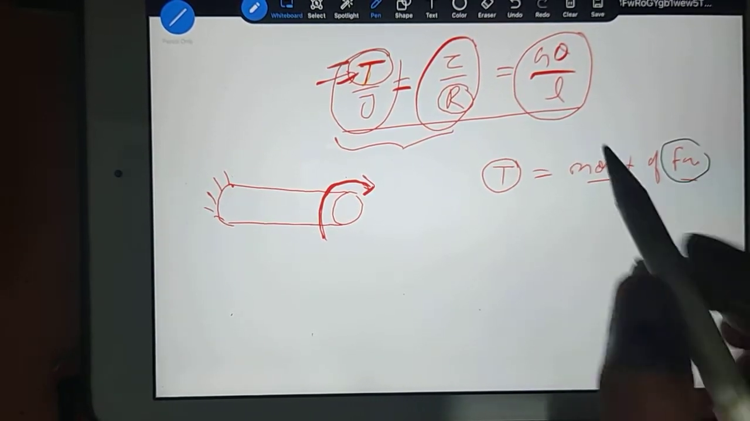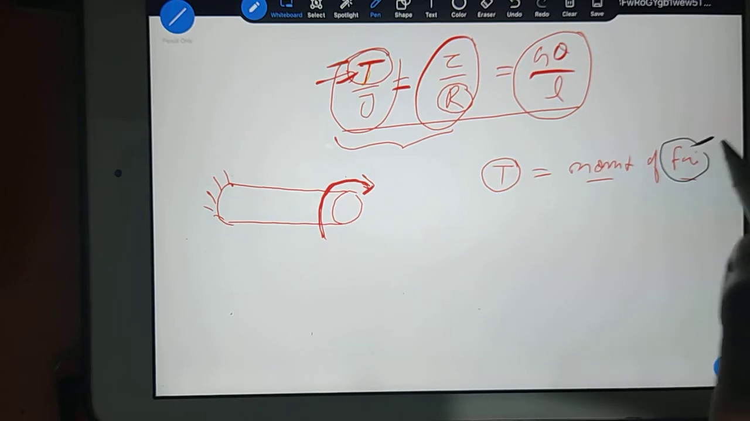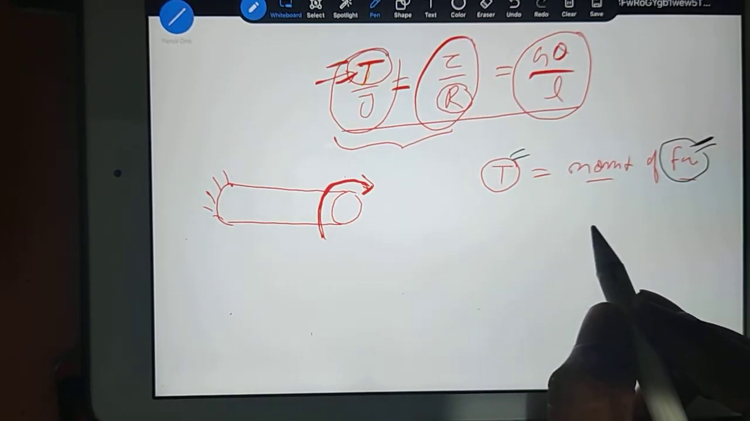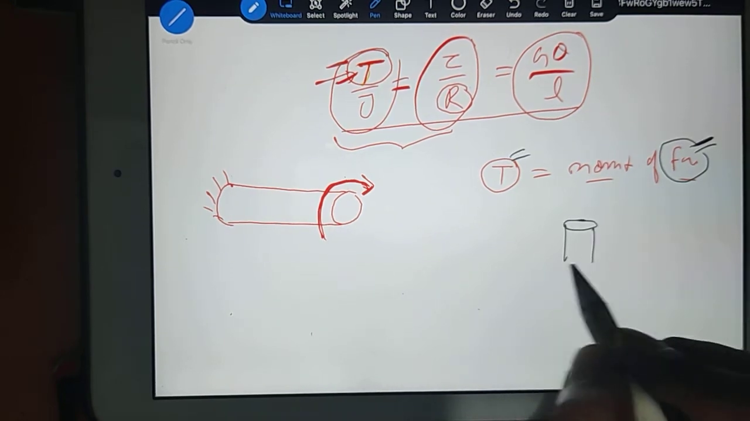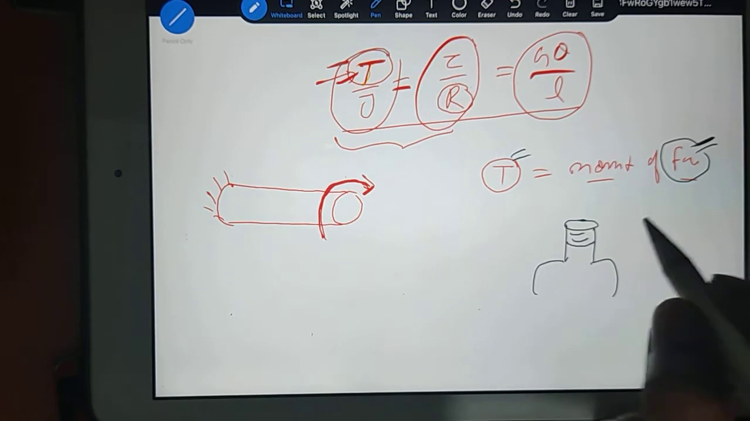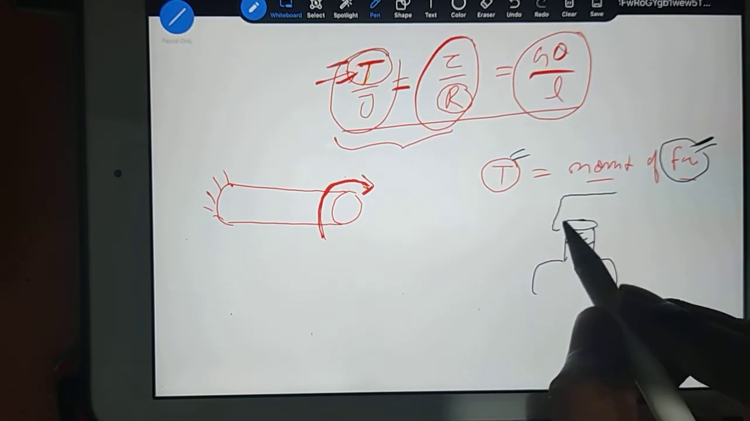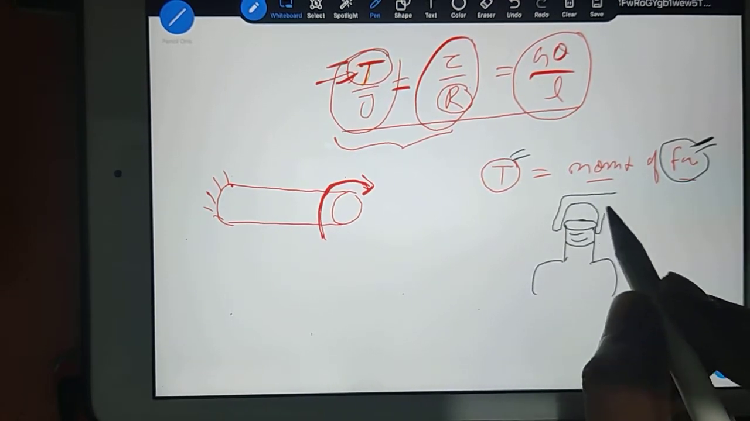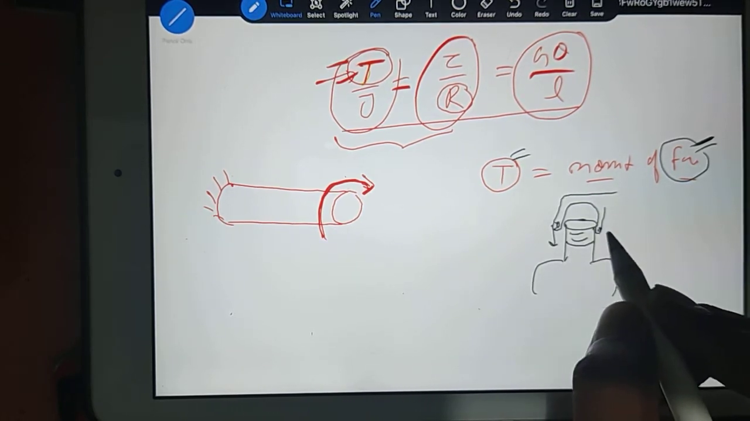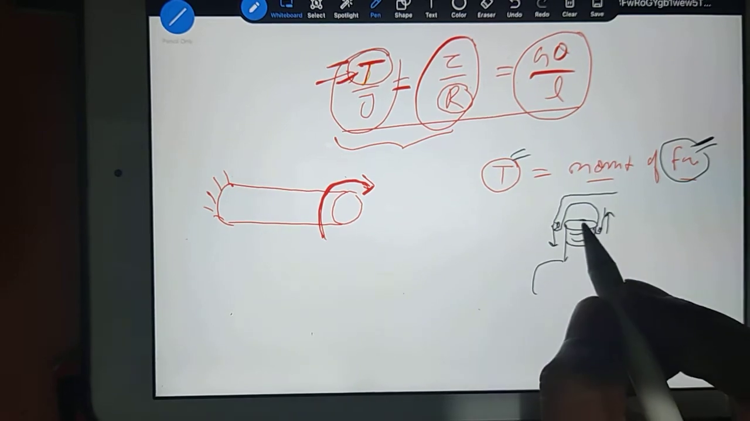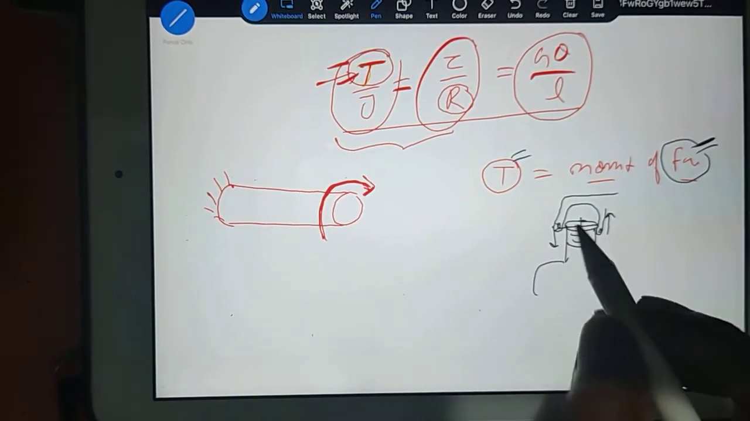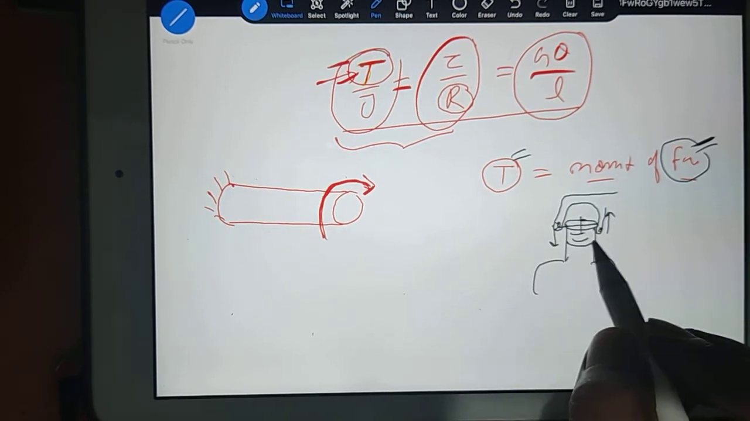So what is the difference between this torque and this force? Suppose you have a bottle and you want to open it. You will use two fingers of your hand. One finger you will keep here and the other finger here, and one finger you will push in the forward direction and one in the backward direction. With respect to the center, you have equal distance for both the forces. So you are applying two forces.